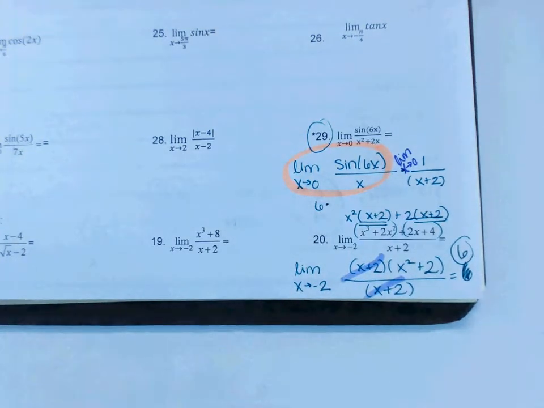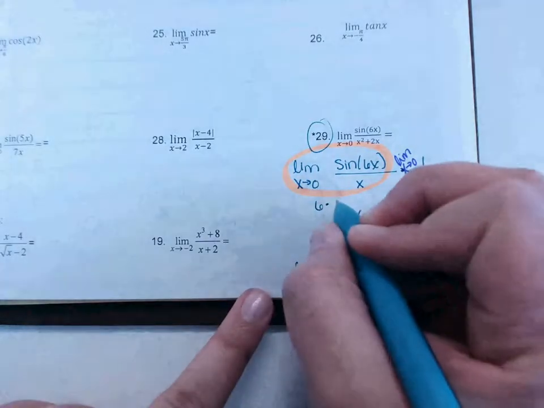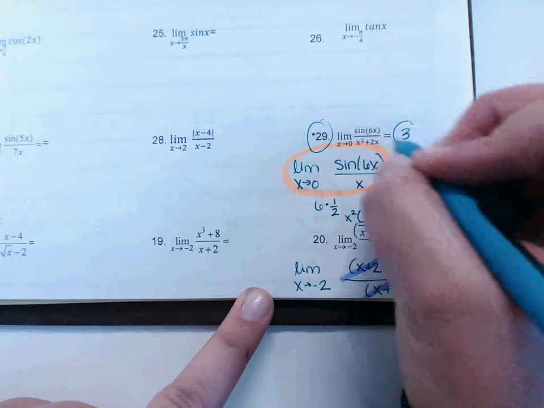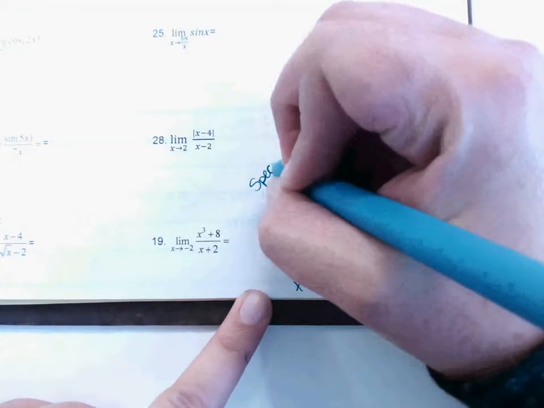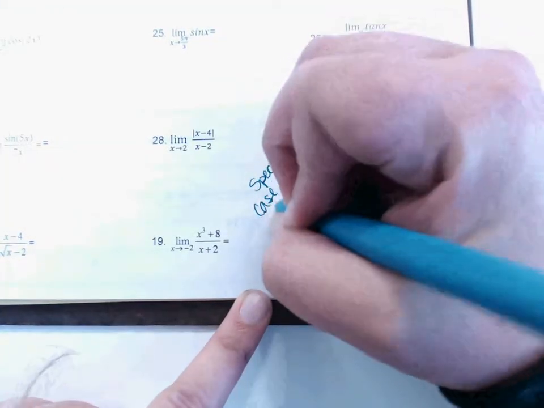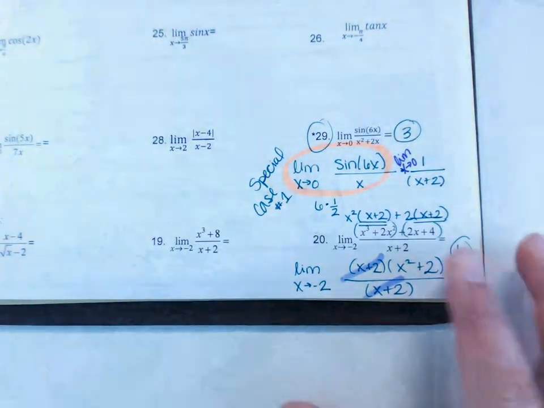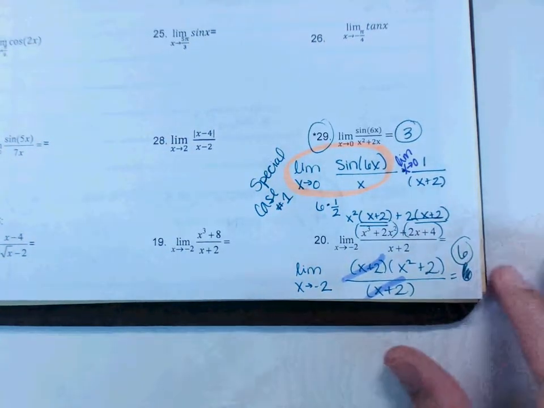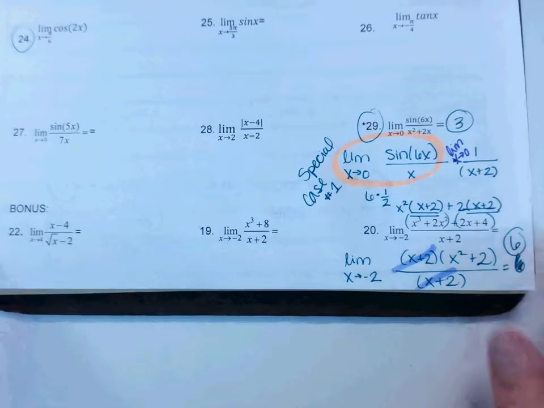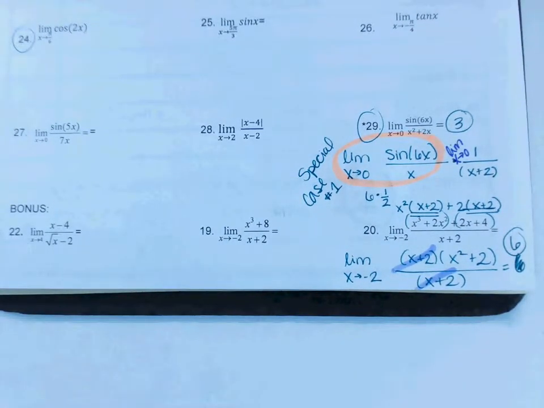Times. Okay, then I move to my second fraction. X is approaching 0. What is 0 plus 2 on the bottom? 2, so 1 over 2, and that didn't give me a divide by 0. So I have 6 multiplied by a half. How much is that? 3. So this one is special case number 1. Okay, now look on your paper. Where is another question that involves special case number 1? 23. Nope. 27.